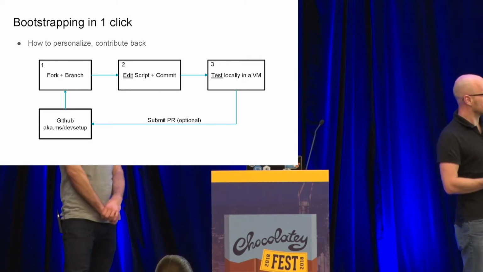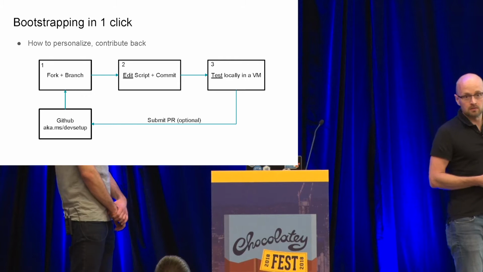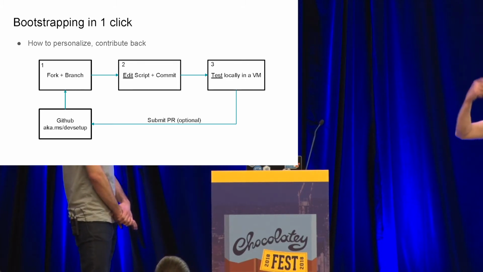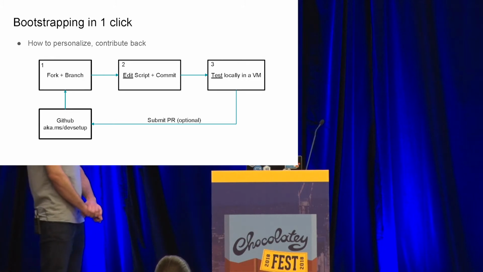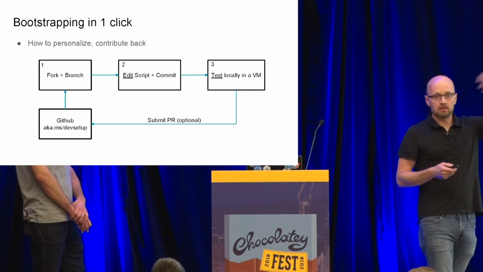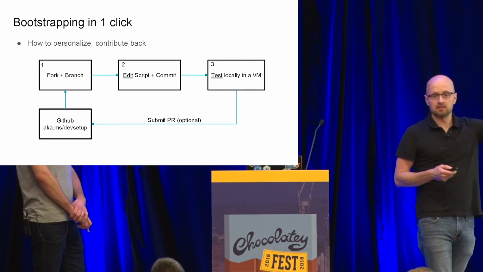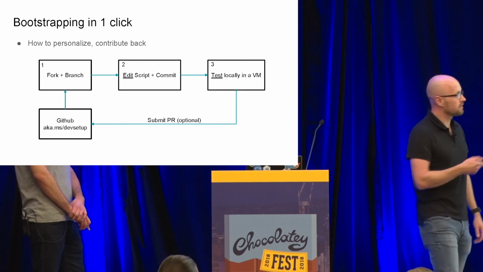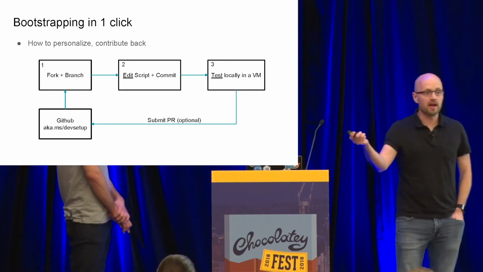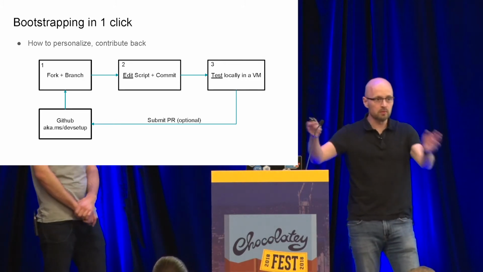So take the devsetup project, fork it, make a branch on your fork, edit the script and commit it in that fork. Okay? And then now you've got an online accessible place to test your changes. And here's where you use a Hyper-V VM or a VM of your choice.